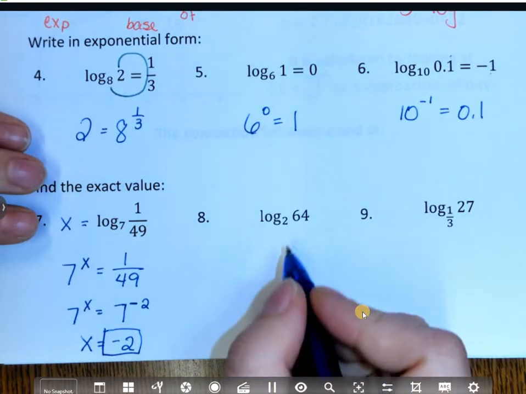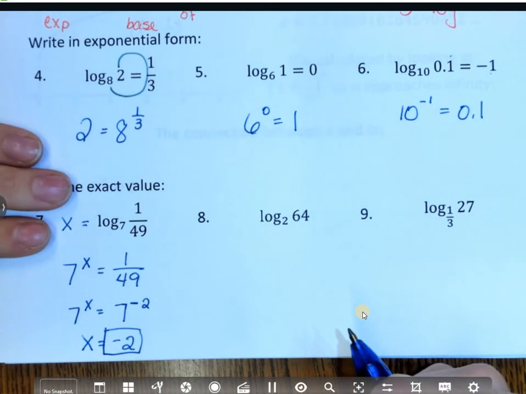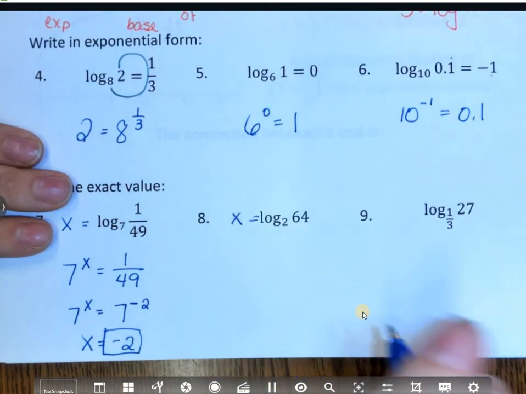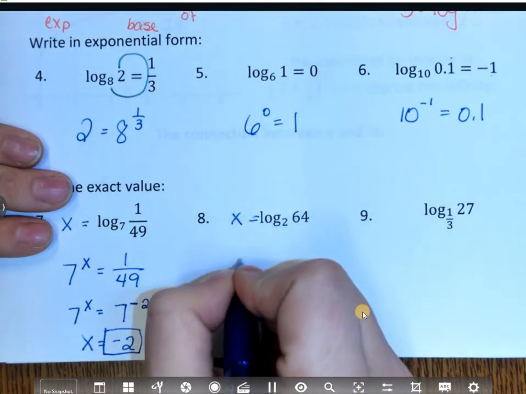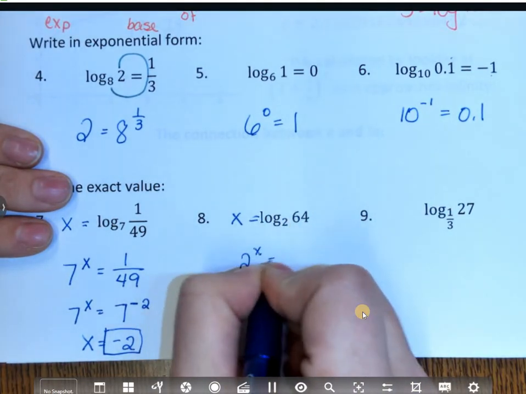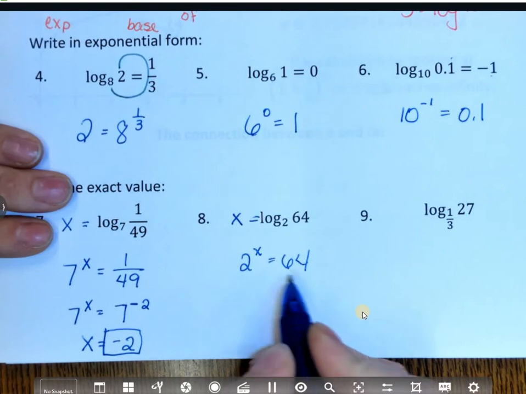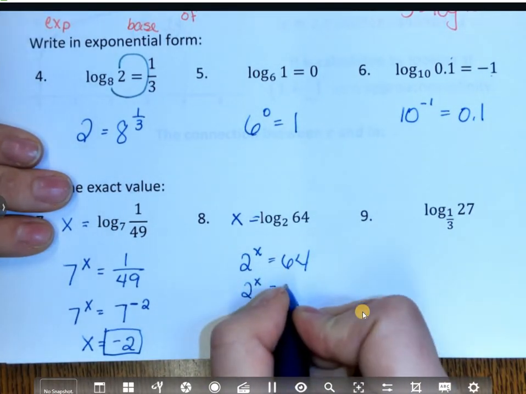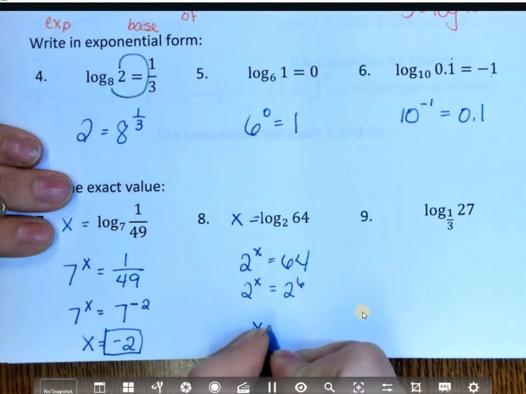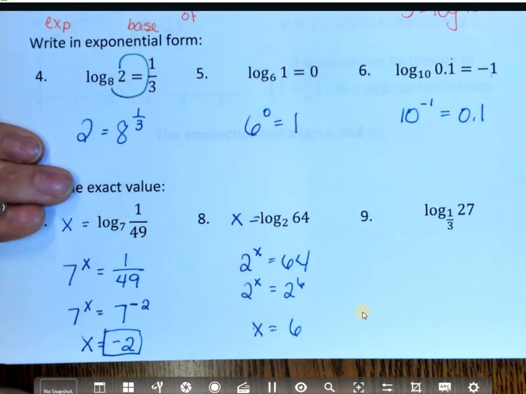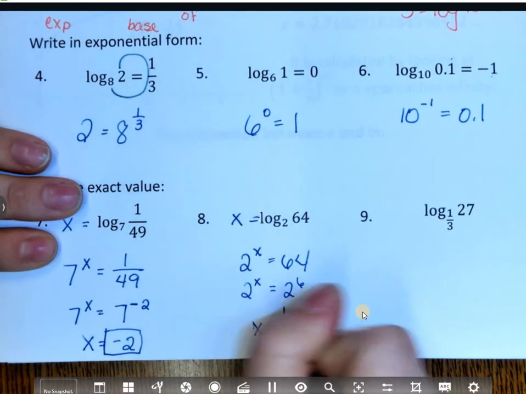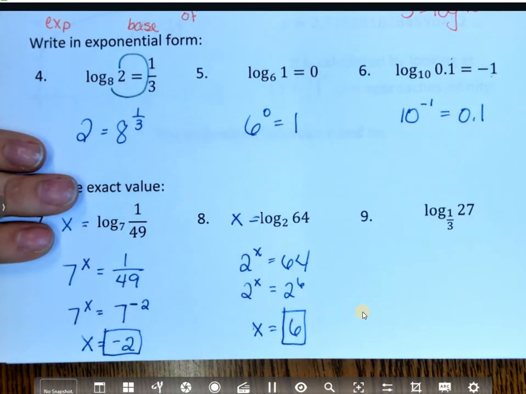All right, so what did you get for number 8? 6. Because this is like saying 2 to what power is 64? And can you rewrite 64 as a power of 2? That's 2 to the 6. So x is 6. So that means my answer is just 6.